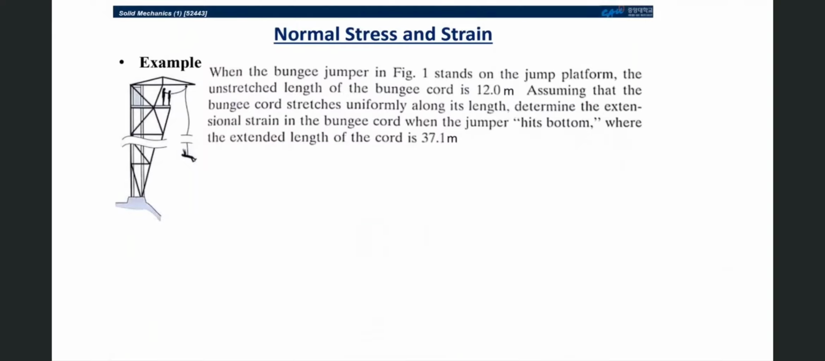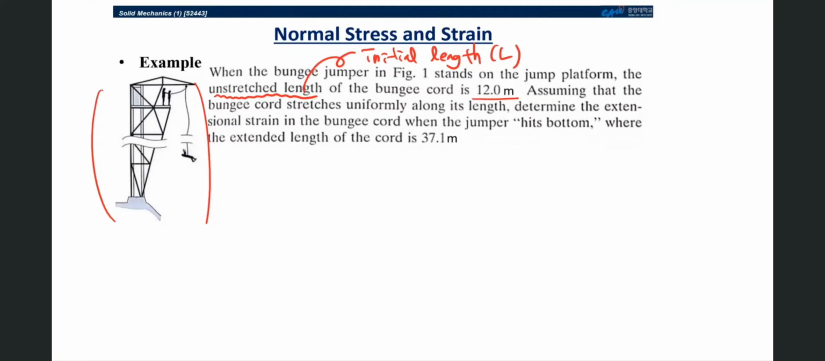Okay, then let's move on to next page 4, solving the strain-related problem. So here you can find a specific figure, right? When the bungee jumper, this is the bungee jump structure, stands on the jump platform, the unstretched length, which means the initial length of the bungee cord, is 12 meters. Right? This should be the initial length. So we can use this specific geometric condition to define the strain, right?